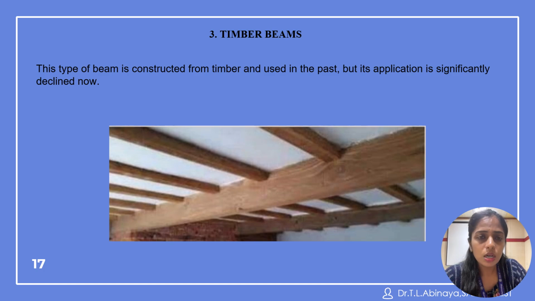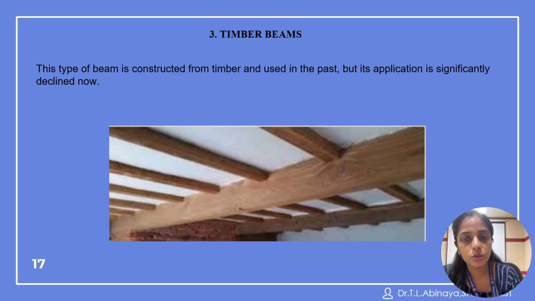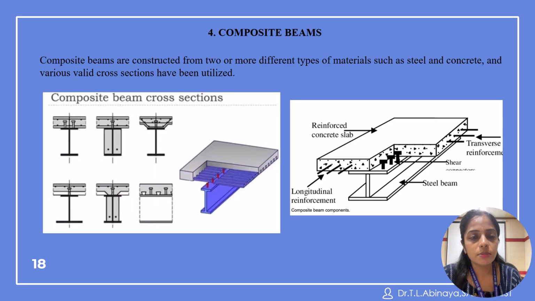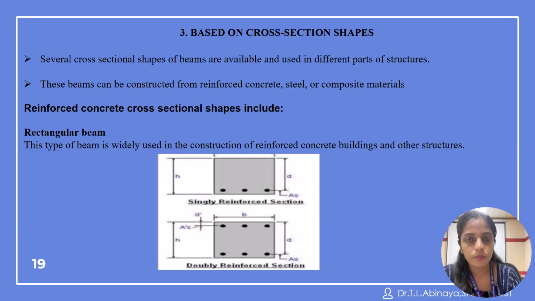And timber beam. Earlier, in timber structures, timber was used as a beam to carry a roof load or slab load. This type of beam was used in the past, but its application has significantly declined. Now timber is not used much. Composite beams are constructed from two or more different types of material, such as steel and concrete, and various cross sections are utilized. You can see different types of material have been used.